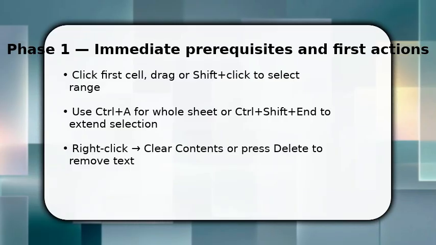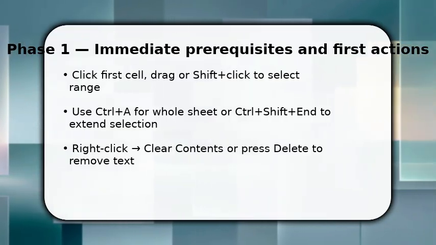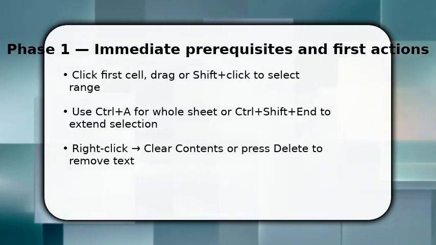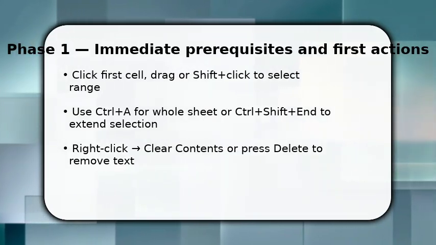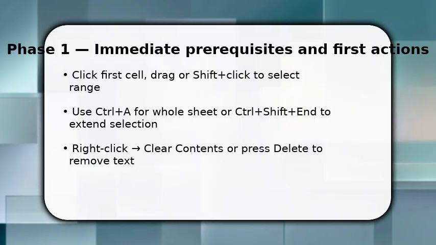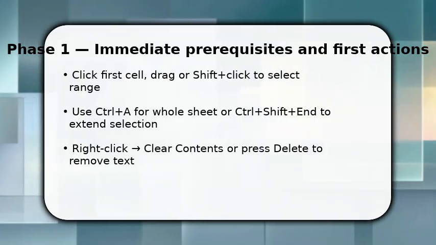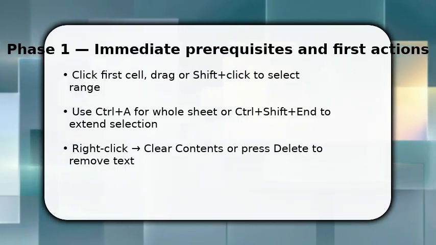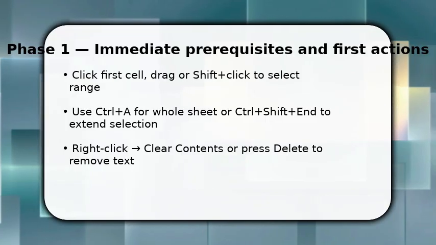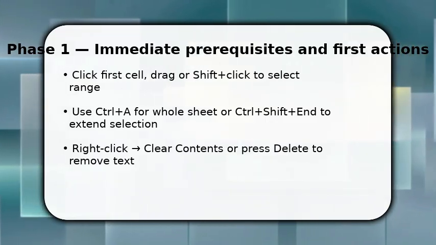You start by selecting exactly what to remove. This prevents accidental loss. Click the first cell and drag, or use Shift plus click for contiguous ranges. Once the selection is visible, press Delete to clear text quickly, or right-click and choose Clear Contents when you want to keep formatting. Make sure to verify the Active Sheet tab and watch the name box to confirm range.